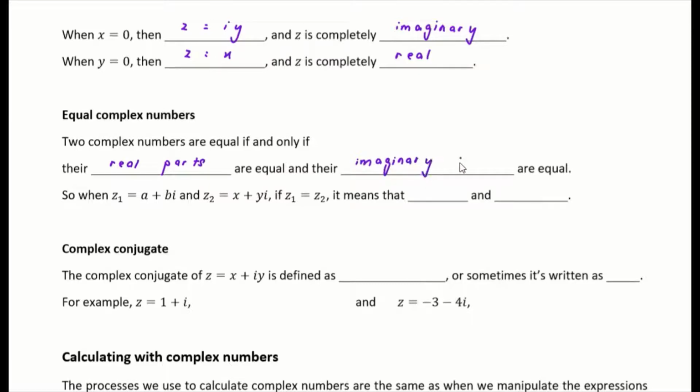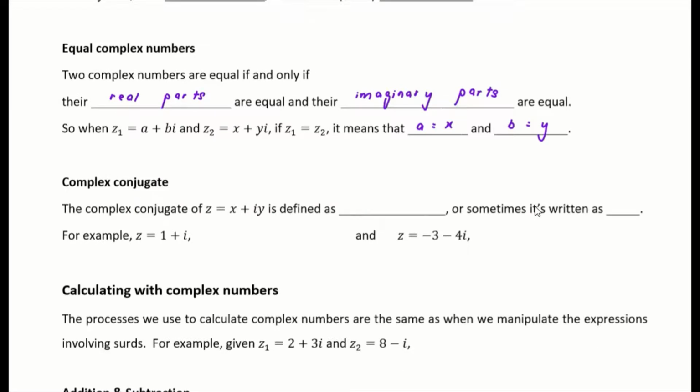Okay, so for example, I put in an example here. Let's say we have the first complex number equal to a plus bi and the second complex number is x plus yi. If we say that the two complex numbers are the same, which means that a must be equal to x and b must be equal to y, then only can we say that the complex numbers are equal to each other. Okay, so I guess this is quite easy.